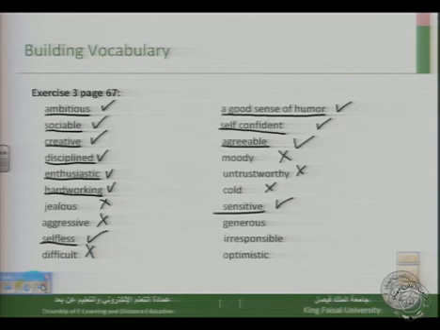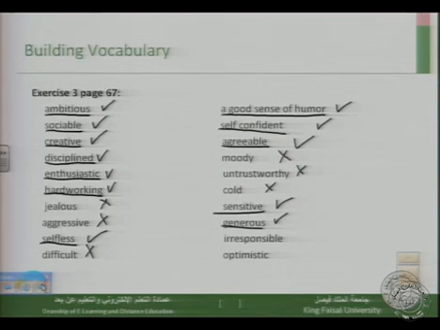It is usually related to money. For example, we say a generous person gives money to the poor and helps people, okay? So it's a good adjective. It's a quality that we need to have, okay?